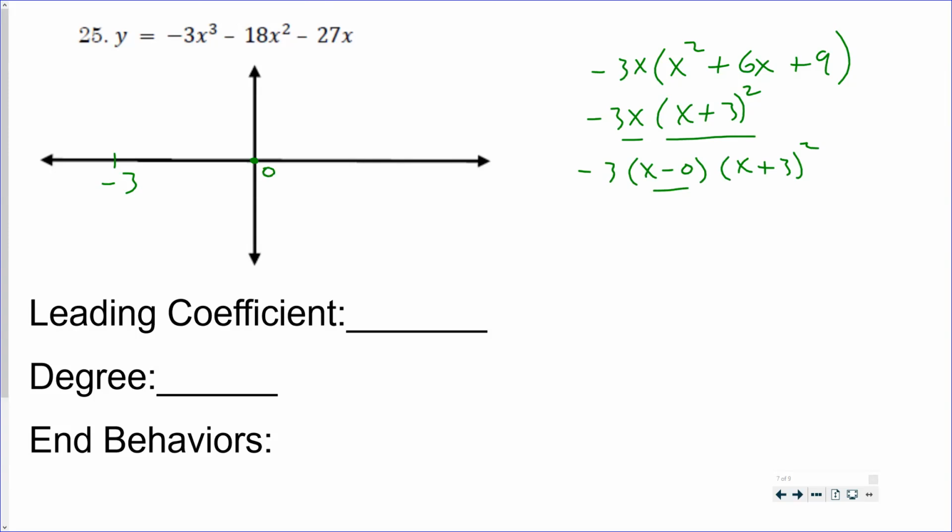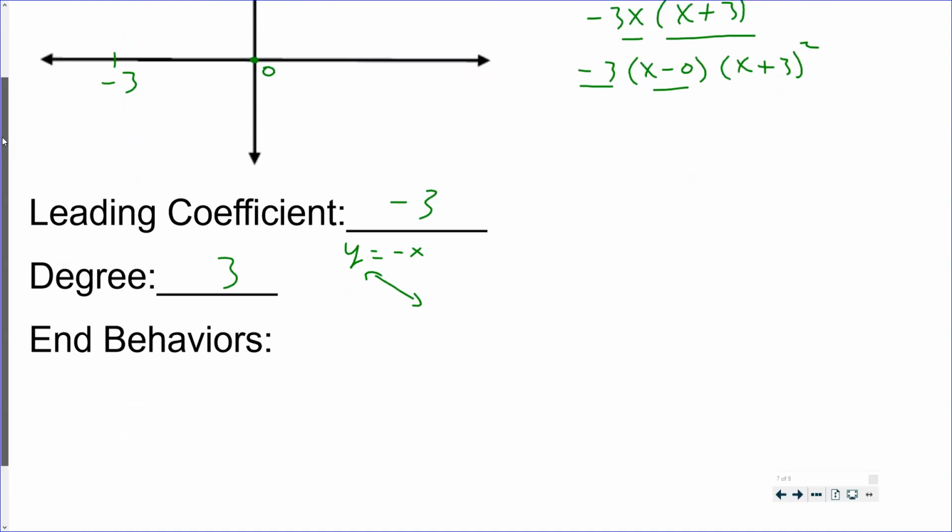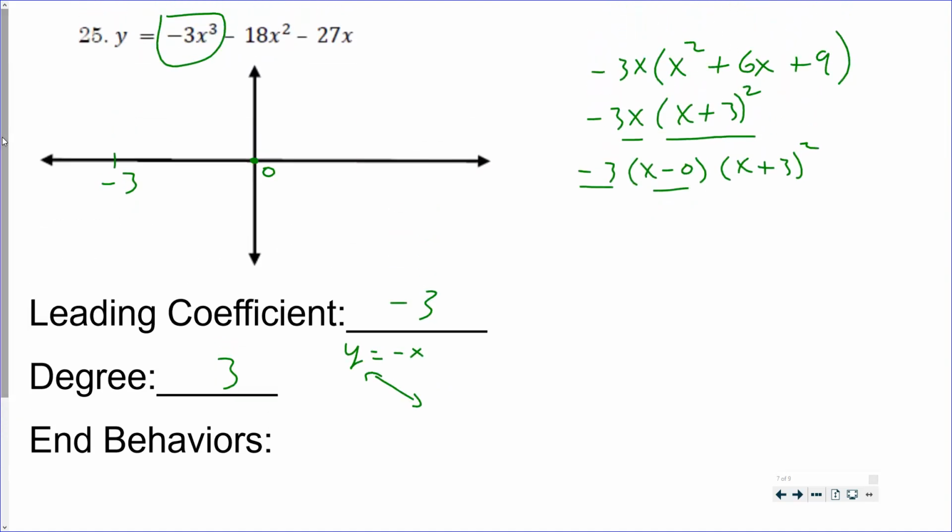So from here, I'm going to see what my leading coefficient and what my degree is, so I can figure out my end behaviors. My leading coefficient is this negative 3, and my degree, if I add everything up, is 3. You can also just look at your leading term from the very beginning: a leading coefficient of negative 3 and a degree of 3. So that tells me I have an odd degree polynomial with a negative leading coefficient. So I should have end behavior similar to y equals negative x. It should start from the top and end going down.